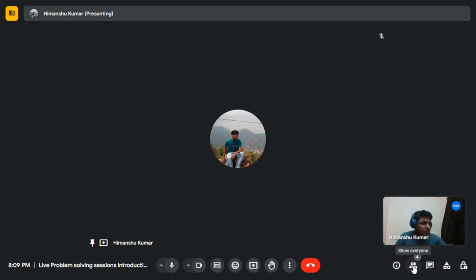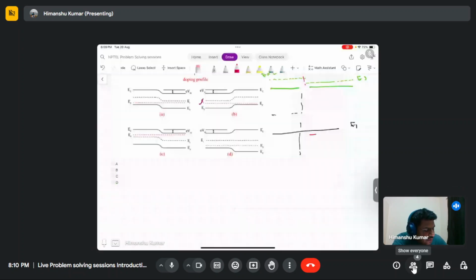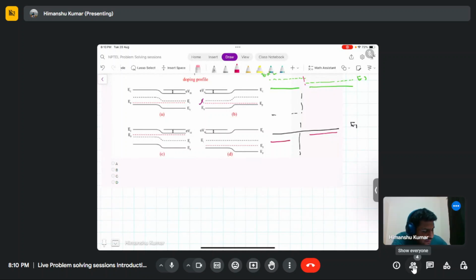So this side band will bend down, and this side band will move up. Away from the junction, the Fermi level will lie closer to the valence band, and near the junction the Fermi level will lie a bit away from the valence band. Then at the depletion region you can join the bands, and you will get this profile.